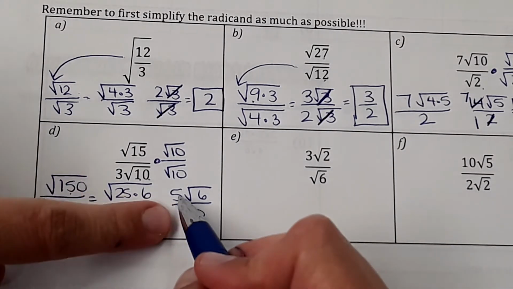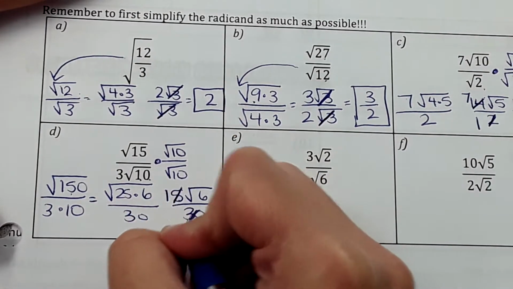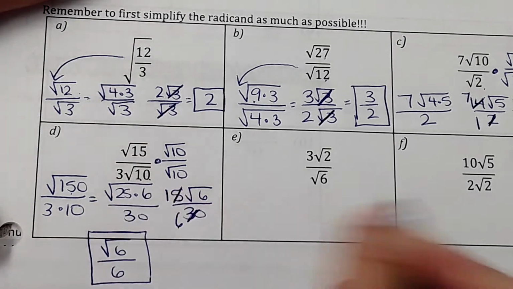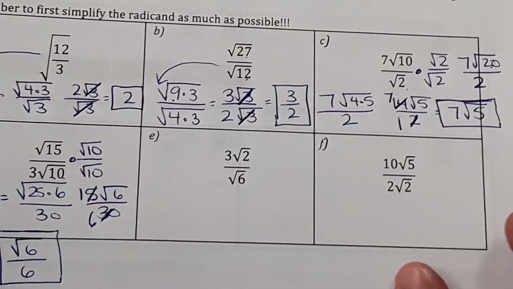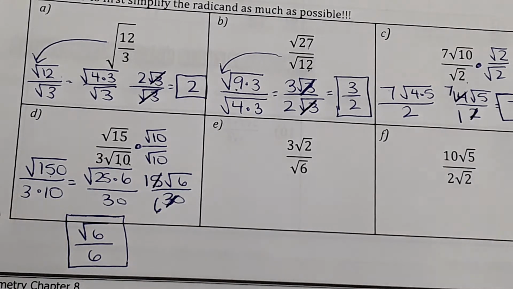And we can simplify that further. The 5 and the 30 can both be divided by 5. Left with square root of 6 over 6. You said 36 for a second, I put 36. I don't know. Okay.